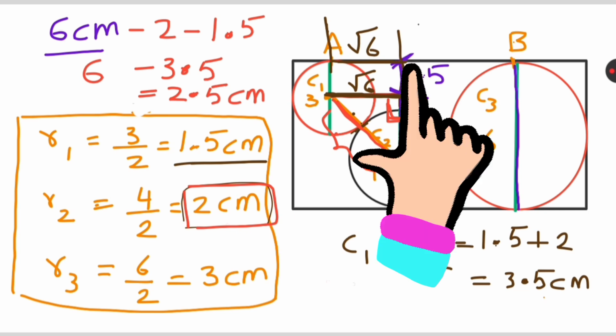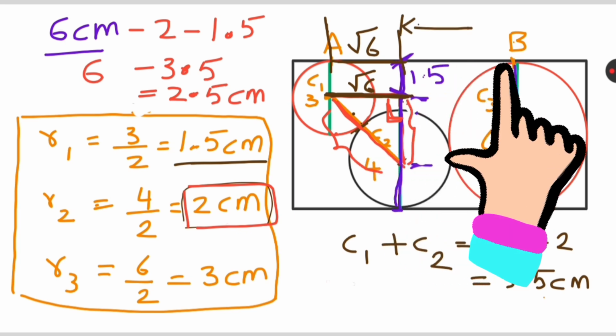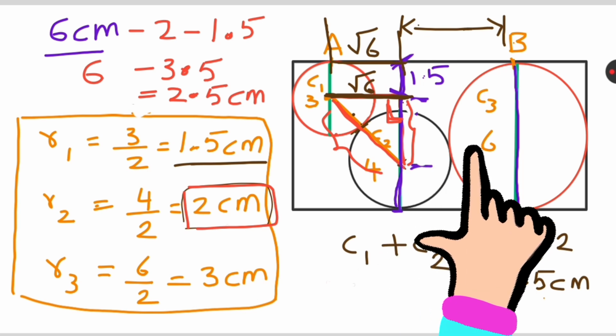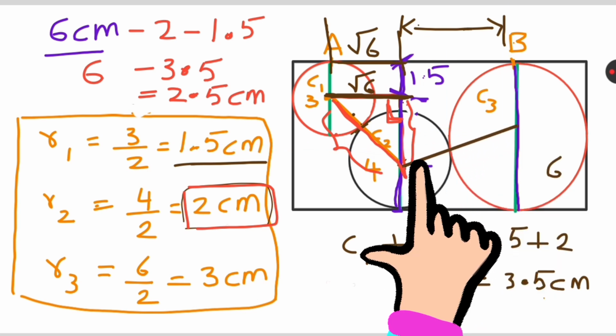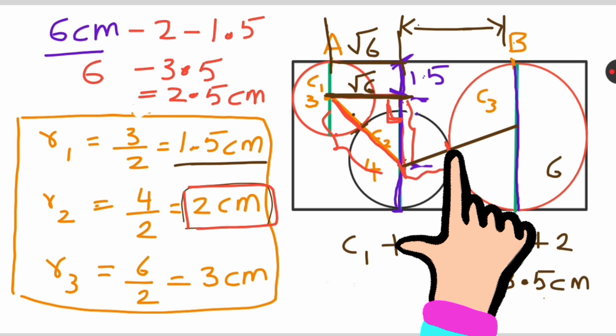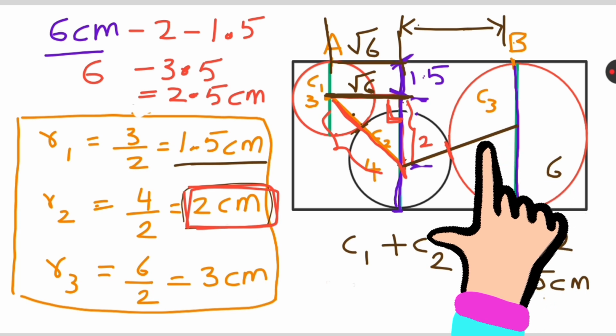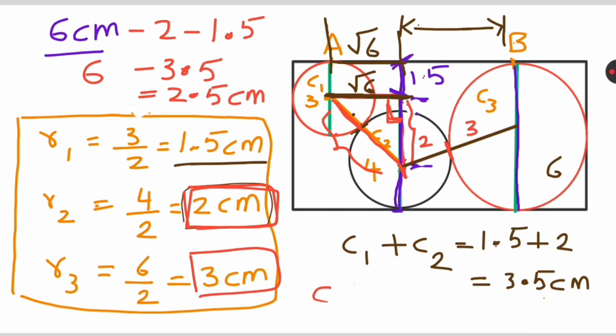Now our aim is to find the distance from here to B. For that, let's draw a line from center C2 to center C3. From here to here the distance is nothing but radius of the second circle, isn't it? So the radius of second circle, the distance is 2 centimeters. So this is 2 centimeters. And from here to the center of C3, the distance is nothing but radius of the circle 3. The radius of circle 3, the distance is 3 centimeters. So this is 3 centimeters. So that means from C2 to C3, the distance is 2 plus 3, which gives 5 centimeters.